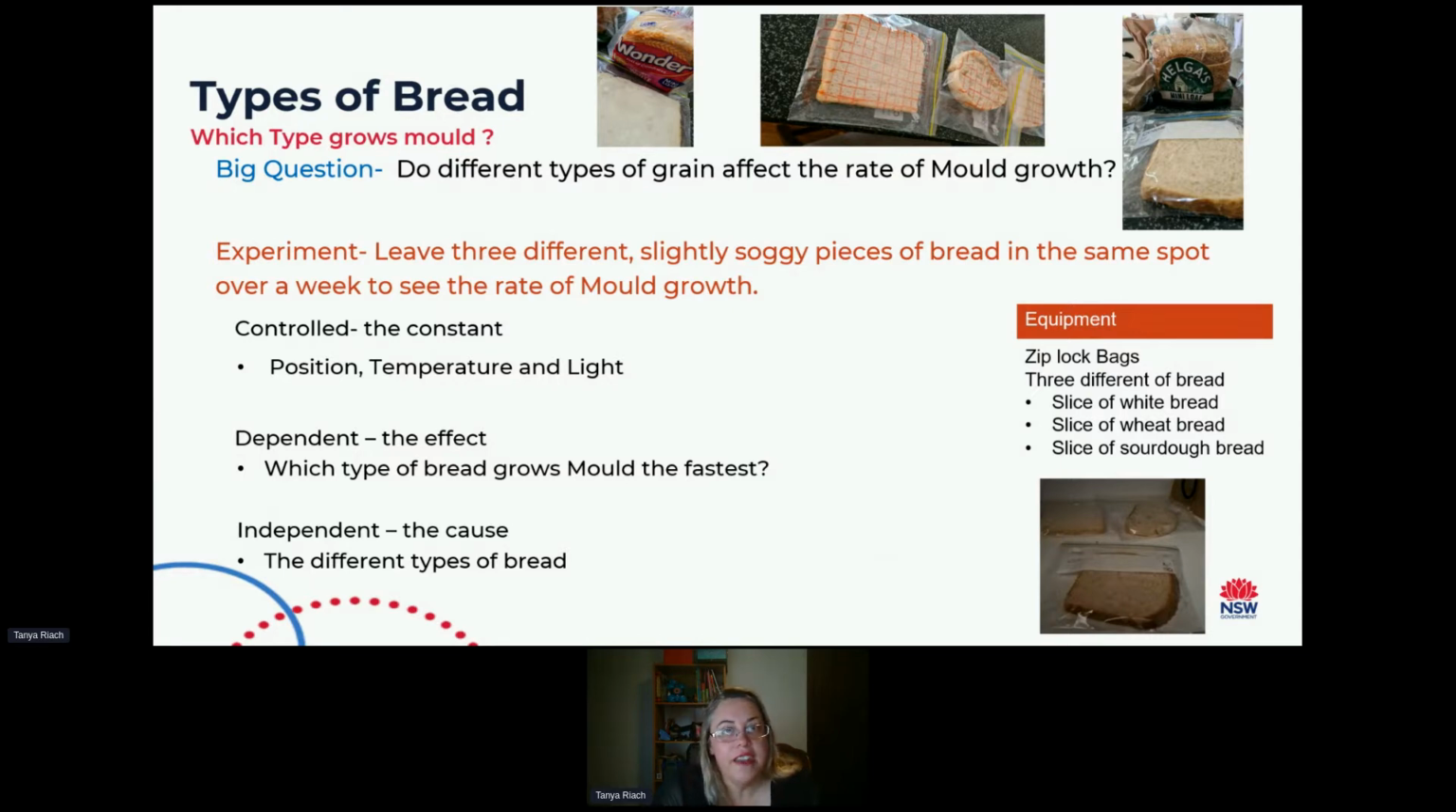Now, you'll notice that all of the pieces of bread were placed in plastic bags with a grid. So we thought that we could count the grid squares to be able to look at the amount of mold. But by having it in the Ziploc bags and making sure the Ziploc bags were never opened, we reduced the risk of inhaling any spores. So we had our controlled variables, which were the temperature and the light. So the pieces of bread were all in the same place, but they were all different types of bread.